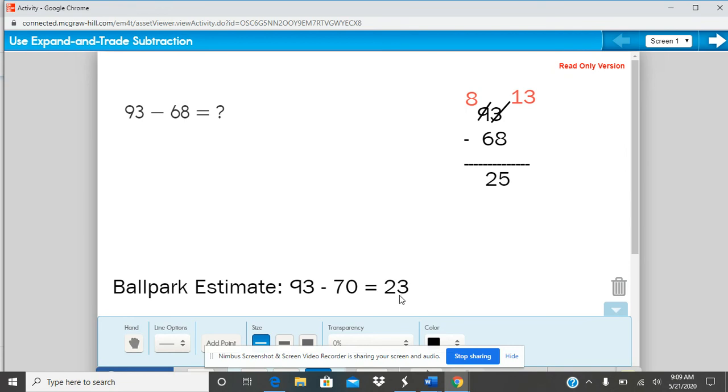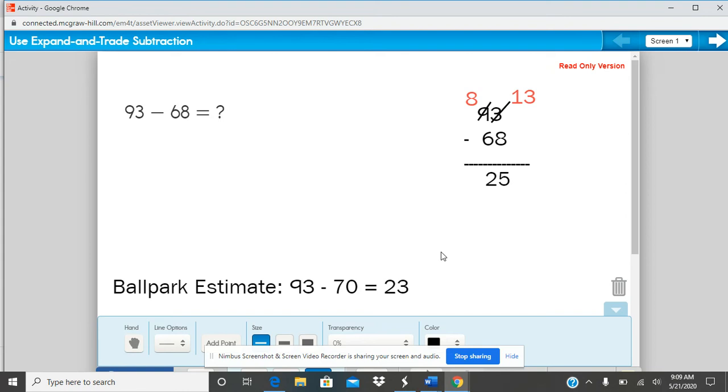So 23 was my estimate, and 25 is my actual. That is pretty close. So I know because I added 2 here to get 70, right, that this one here is going to be 2 more. So that was a really accurate estimate. Only 2 away from each other. I can pretty much guarantee that I did my subtraction correctly.